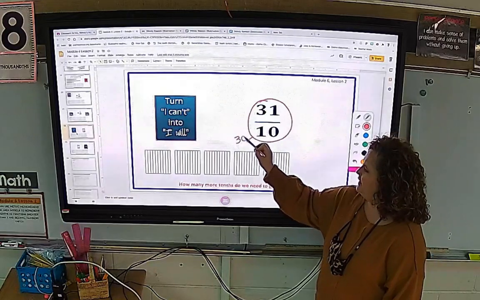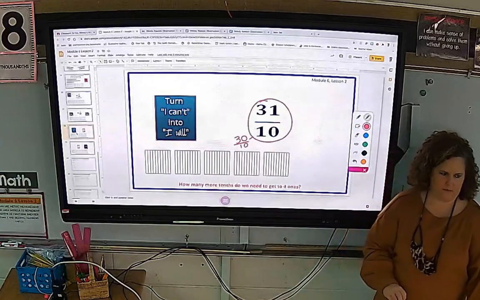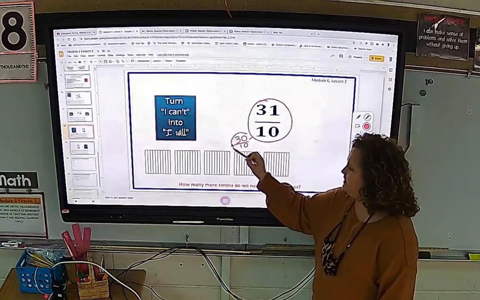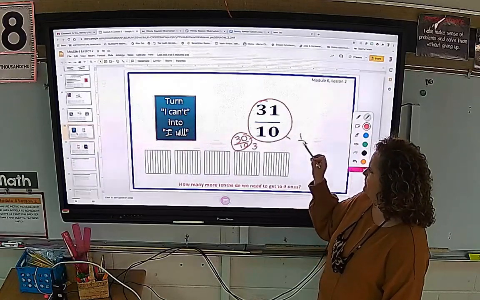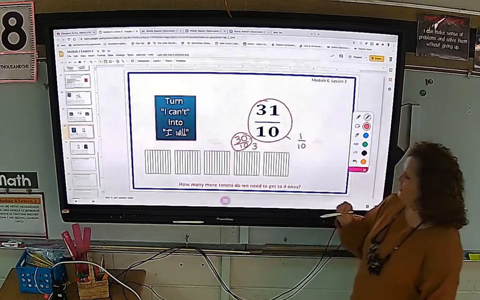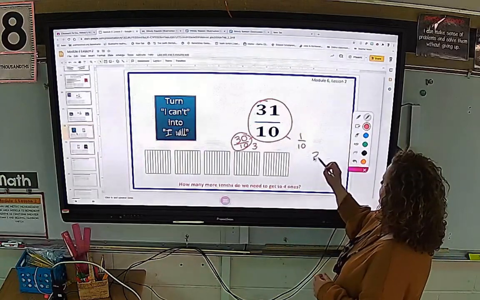But it is like this. That is how we write it, and that's probably what you were thinking. That is 3, and then 1 left over. So now we have the number, let's stop it there. 3 1/10.